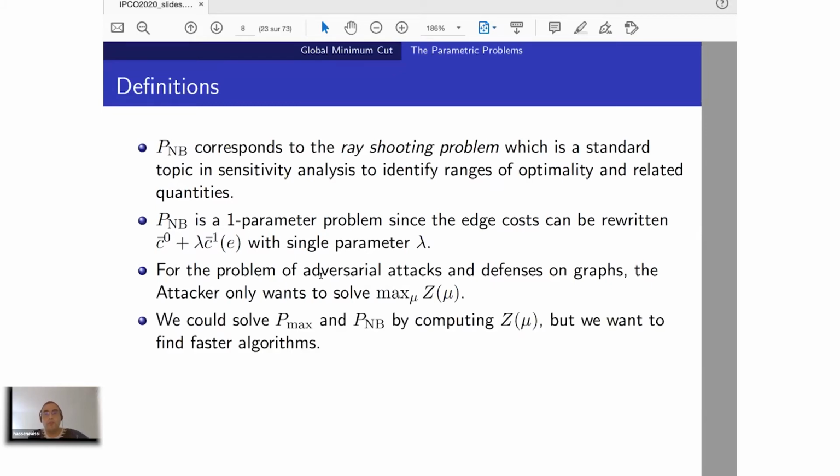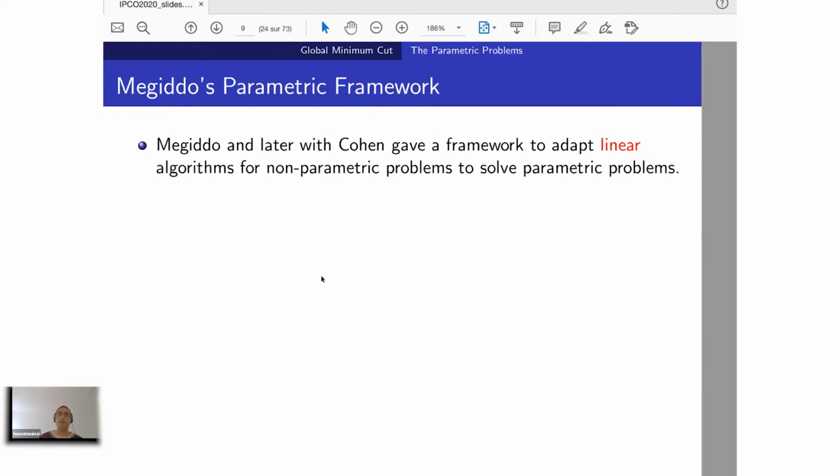Clearly, we could solve this problem by computing the whole surface, but the goal here is to get faster algorithms for this problem by using some structural result for the global min cut in general. One way to solve this parametric problem is to apply Megiddo's parametric framework, which is a very generic framework to solve parametric problems. Megiddo, and later Cohen, gave a framework to adapt linear algorithms for the non-parametric problem, which means the standard problem, in order to solve the parametric problems.